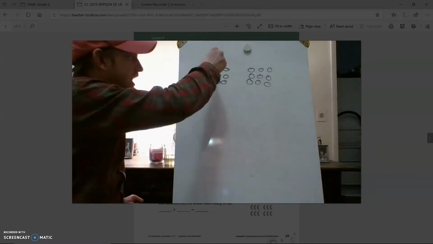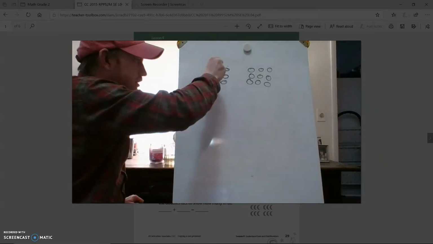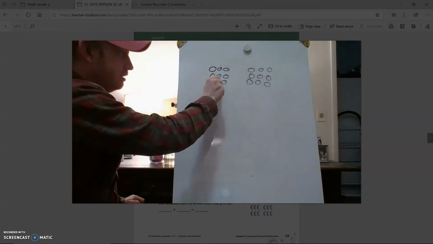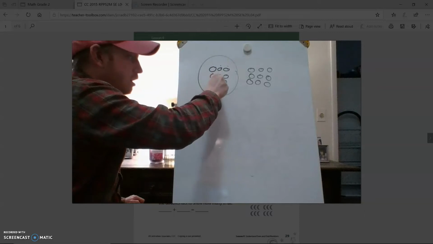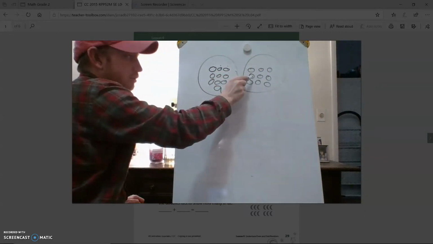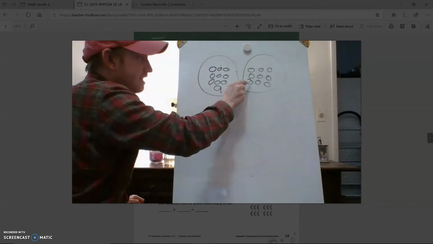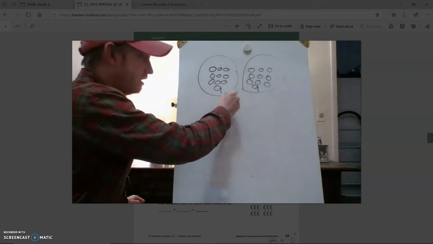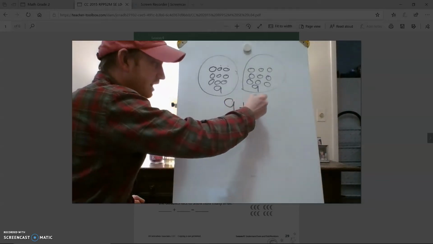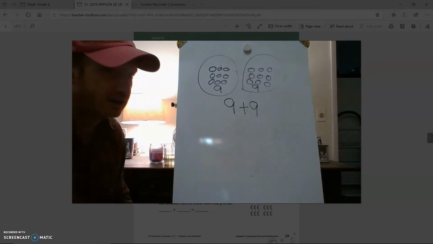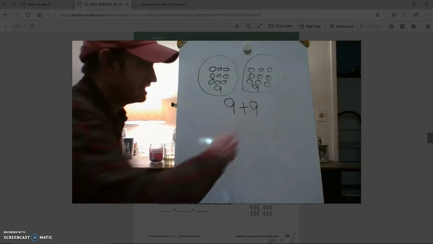And as you can see, we have 1, 2, 3, 4, 5, 6, 7, 8, 9. We have 9 and 1, 2, 3, 4, 5, 6, 7, 8, 9. Another 9. So we have 9 plus 9. And I'm going to give you a second to count that out if you need it, because I don't need to count it out anymore. That's right. It is 18.